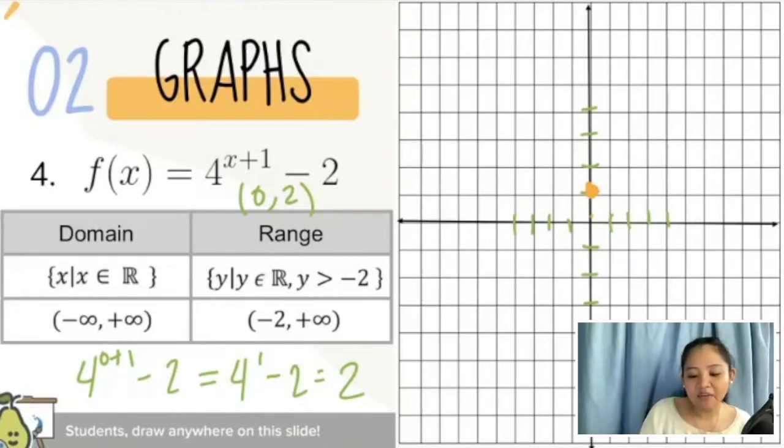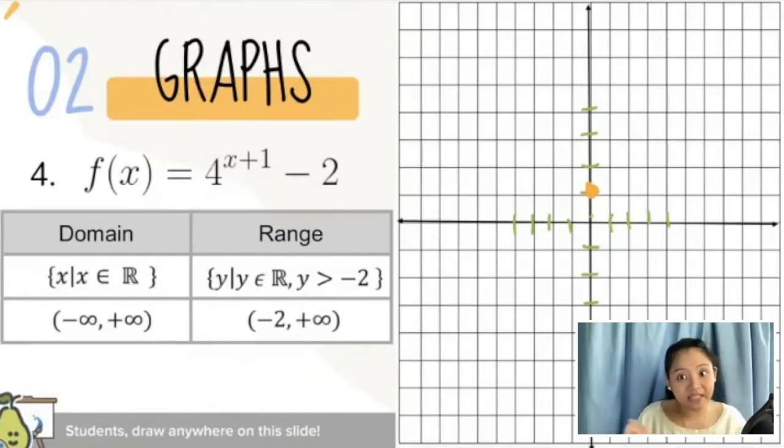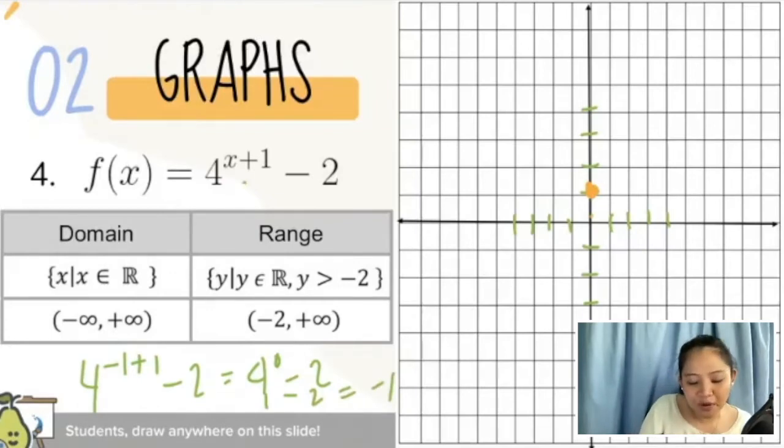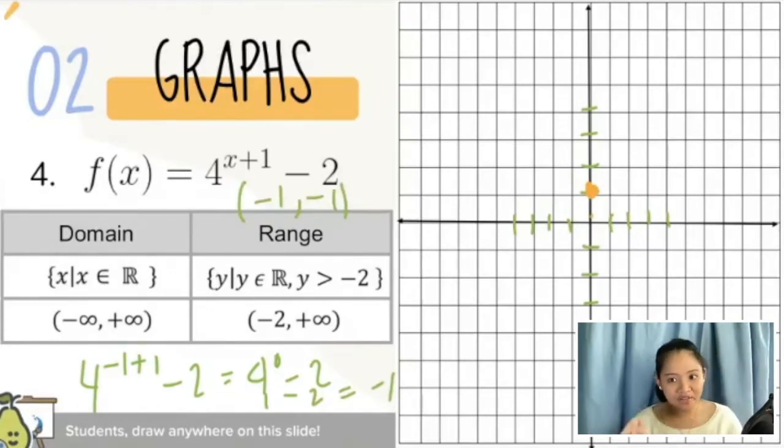Next one, let's have another value. What if our x is negative 1? Let's try to express our function pag negative 1 naman yung x mo. 4 raised to negative 1 plus 1 minus 2 would give us 4 raised to 0 minus 2. A number raised to 0, that's 1. So, 1 minus 2, that's equivalent to negative 1. Now we have the ordered pair, negative 1, negative 1. And in graphing that, in between nito, tsaka nito. So, sa gitna. Tapos, this one and this one. So, it's somewhere along here. Since ang talon natin is by 2, we can include our point to be somewhere over there.